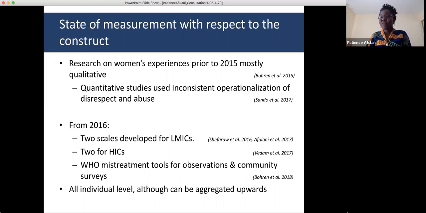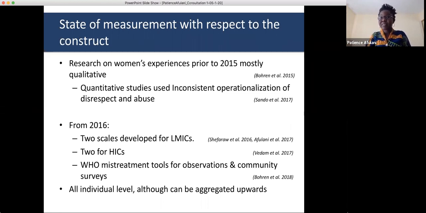For the state of measurement, I'll focus on RMC broadly. There's no data on the currently proposed indicator with respect to its presence in curriculum. We know, however, from Bohren's 2015 systematic review on mistreatment that most research on women's experiences prior to 2015 was qualitative. The few quantitative tools focused on disrespect and abuse, which is not the direct opposite of RMC. And even then, disrespect and abuse was operationalized differently across studies. Since 2016, however, we have had a number of validated scales with good psychometric properties that tap into the RMC construct more broadly beyond disrespect and abuse.